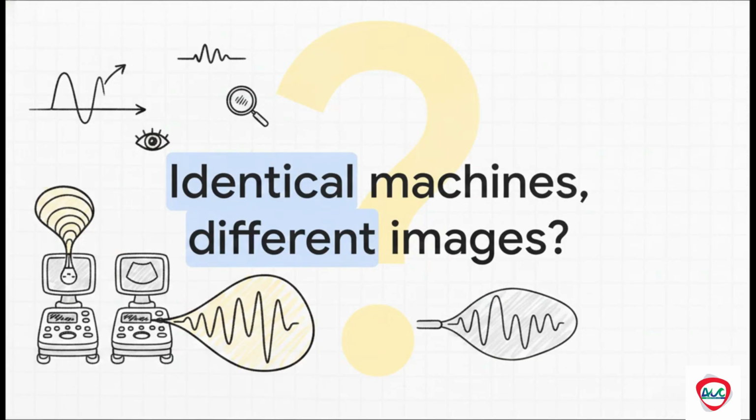Have you ever wondered why two identical machines, plugged into the exact same wall, using the exact same settings, can spit out totally different images depending on who's holding the probe? Well, it all comes down to wave mechanics. Every blurred border, every missed margin, or hazy image traces back to a wave property that you, as the operator, can control right there at the console. Let's demystify the physics behind every single image you generate.